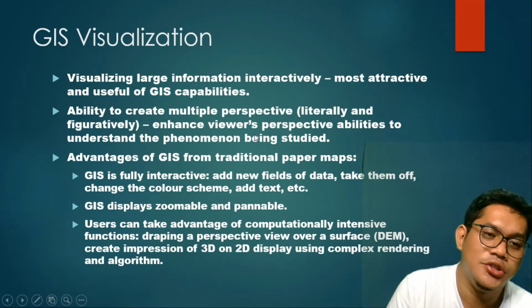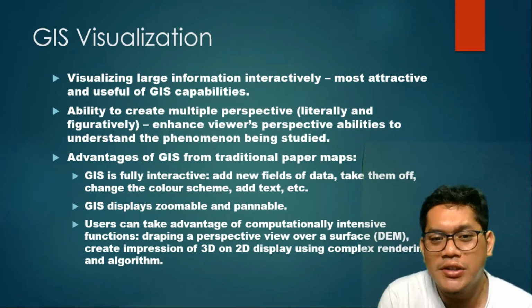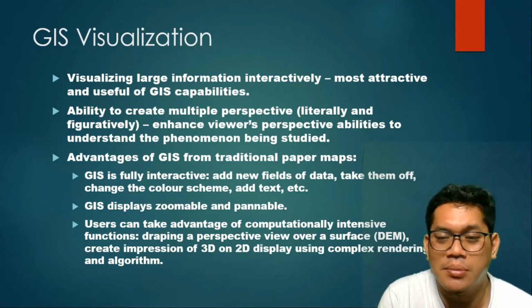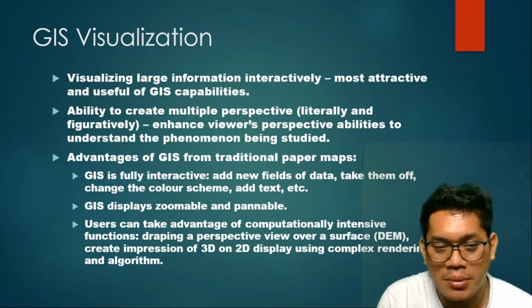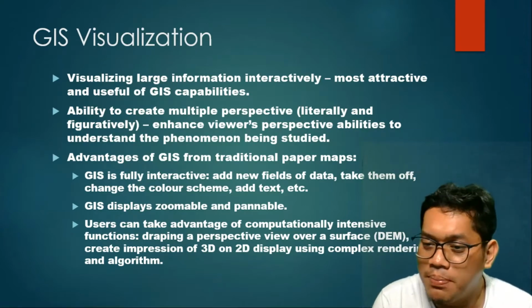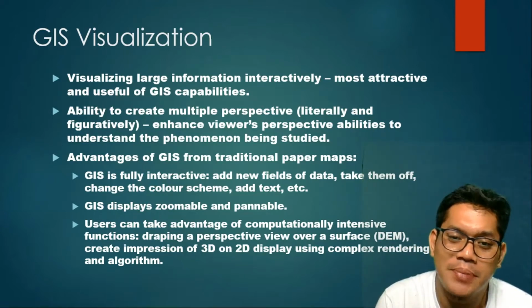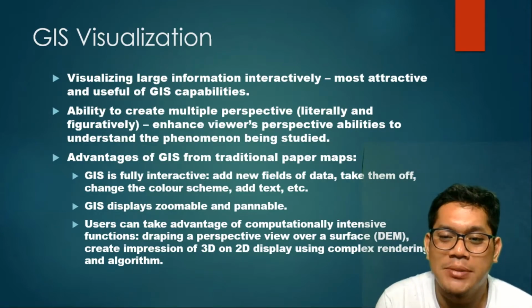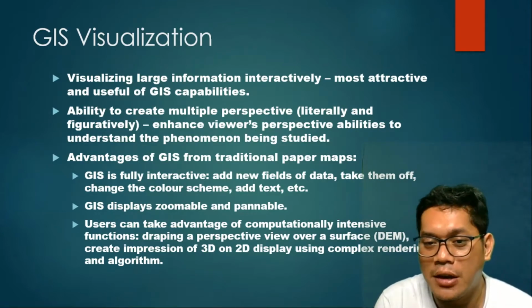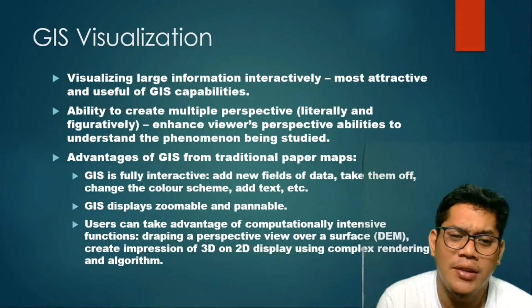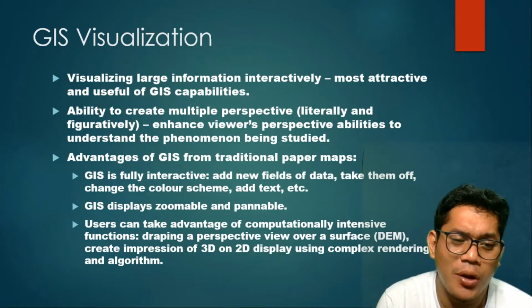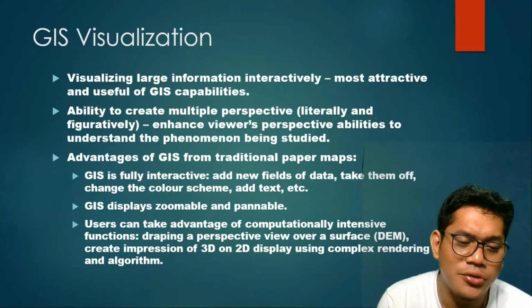So in GIS visualizations, visualizing large information interactively is the most effective and useful GIS capability. Okay, normal papers will not do that, but GIS can do that. So the ability to create multiple perspectives would enhance the viewer's abilities to understand the phenomena being studied. So the advantage of GIS over traditional paper maps is that GIS is fully interactive, you can zoom, and you can also take advantage of computation-intensive functions such as using 3D and so on.